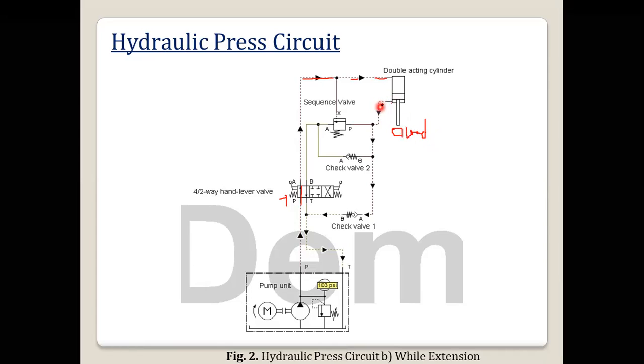Then oil from the rod side, what will it do? It will go to check valve 1. You can see here this ball gets open. So as I said, the oil is regenerated. Its connection will be here, so the oil will be regenerated. The oil cannot go through check valve 2 because it is in the blocked position.